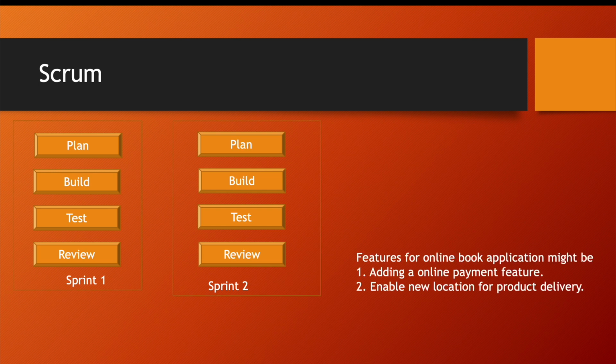So till now we are trying to develop an online book application. For the product development of that application, we might have features like, the first feature can be adding an online payment feature. That might be our sprint one. Then the next feature would be enabling a new location for product delivery. That comes under sprint two. And that's how the entire product development is broken into small microservices to ease the deployment of the software product into the market.